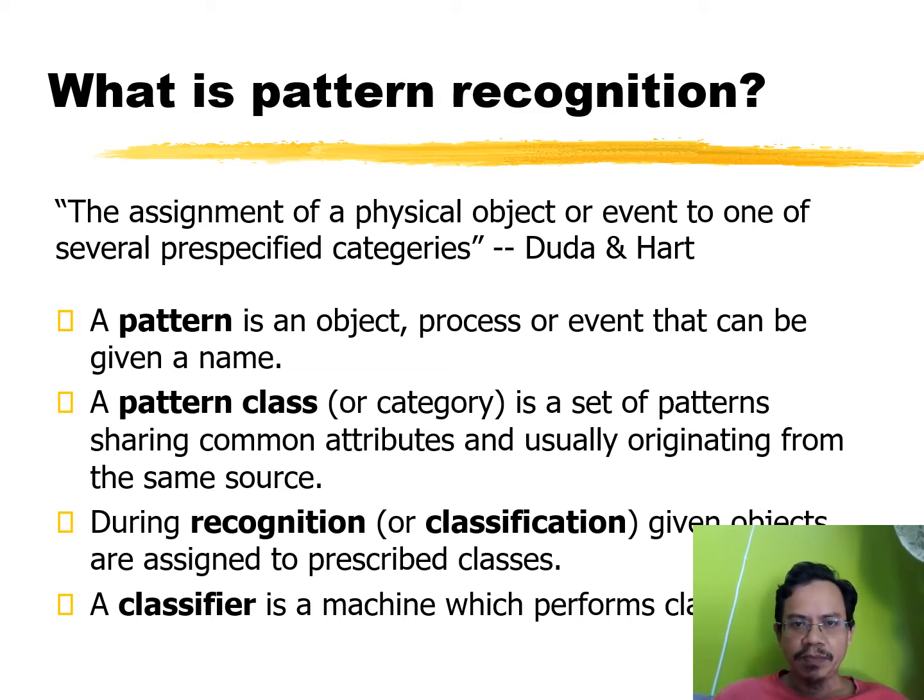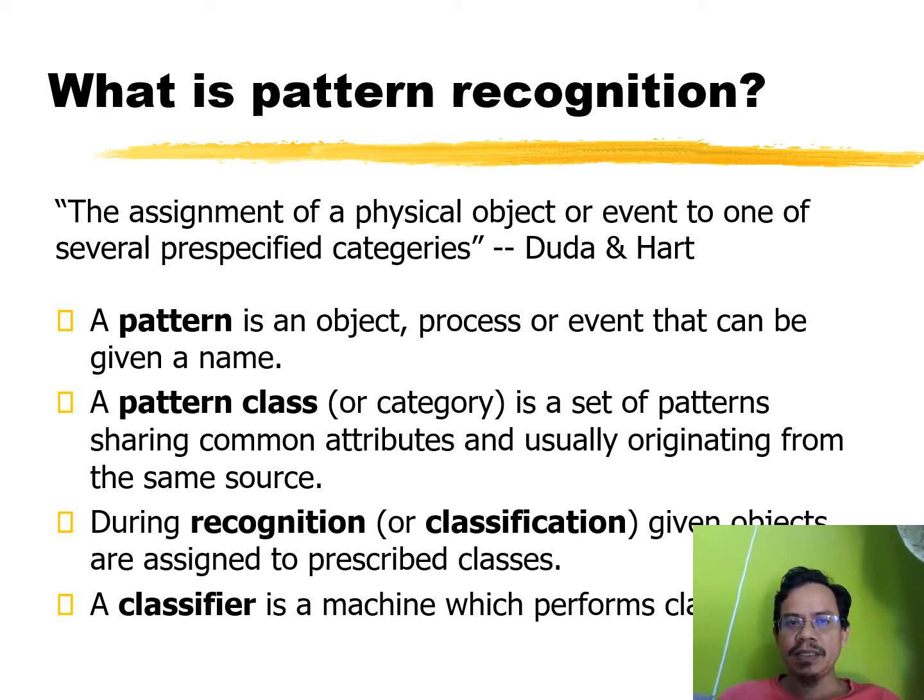The assignment of a physical object or event to one of several pre-specified categories. This is the statement by this guy. A pattern is an object, process, or event that can be given a name. A pattern class or category is a set of patterns sharing common attributes and usually originating from the same source. During recognition or classification, given objects are assigned to prescribed classes. A classifier is a machine which performs classification.